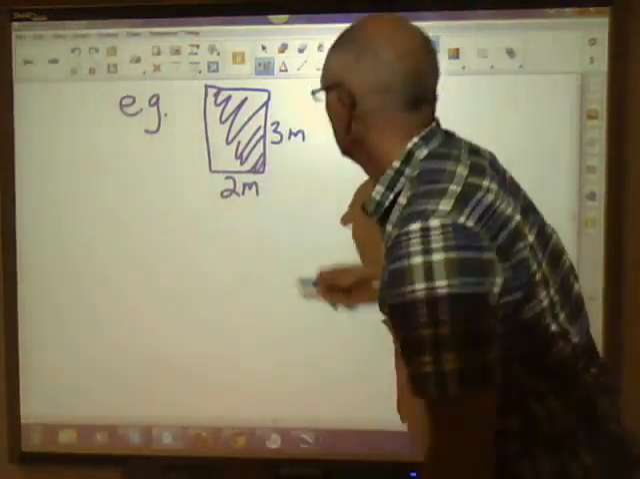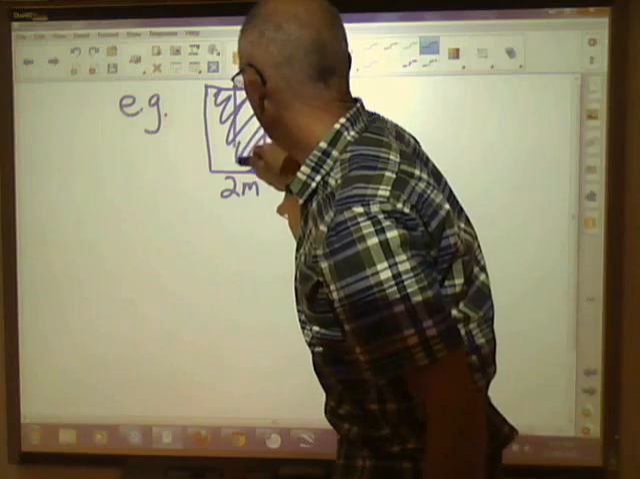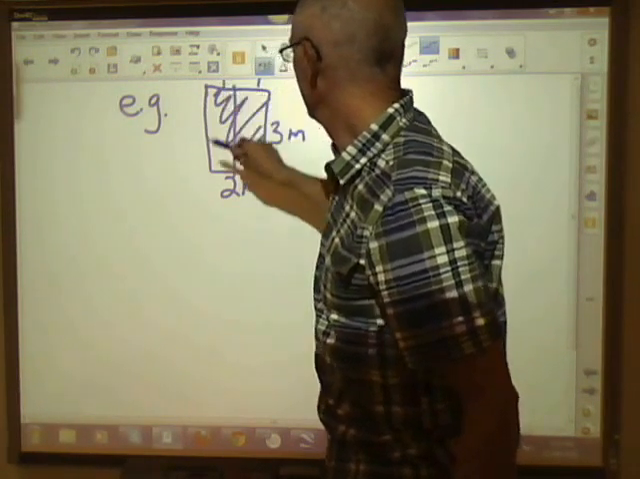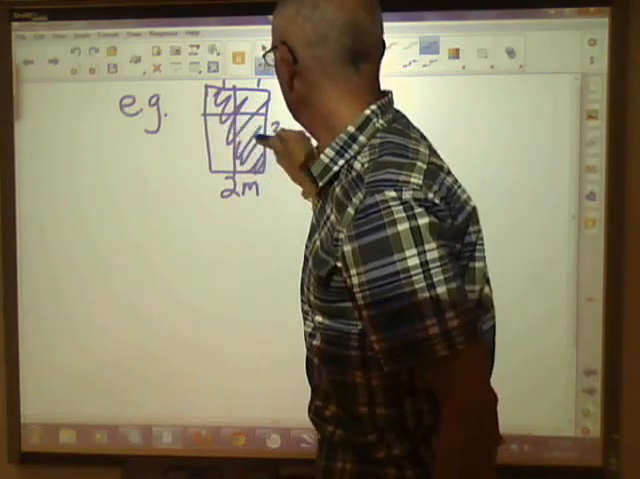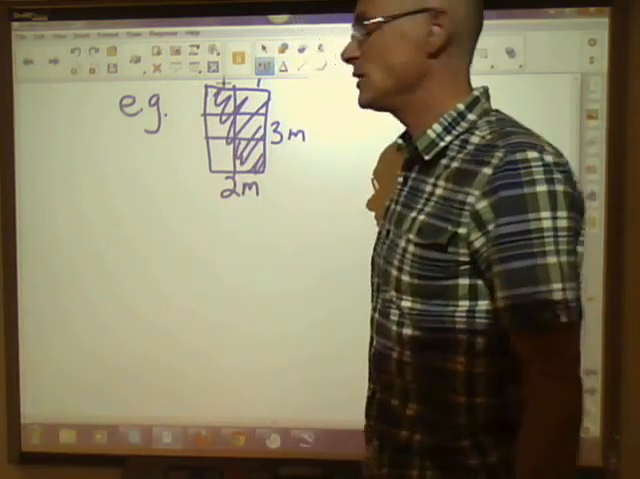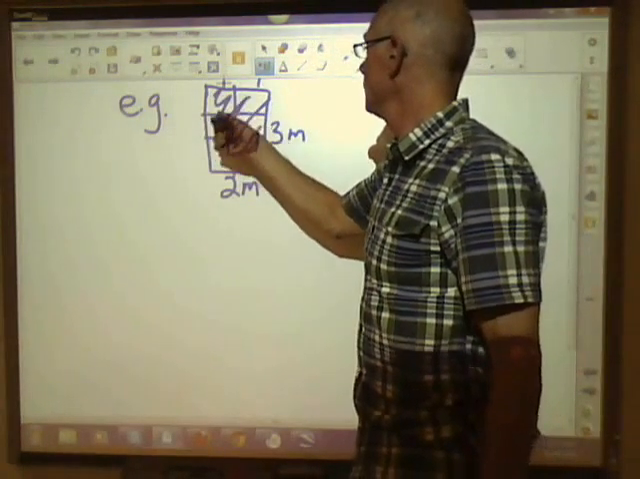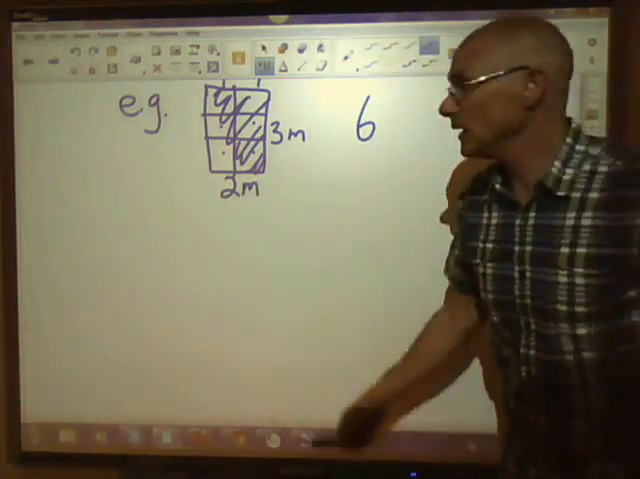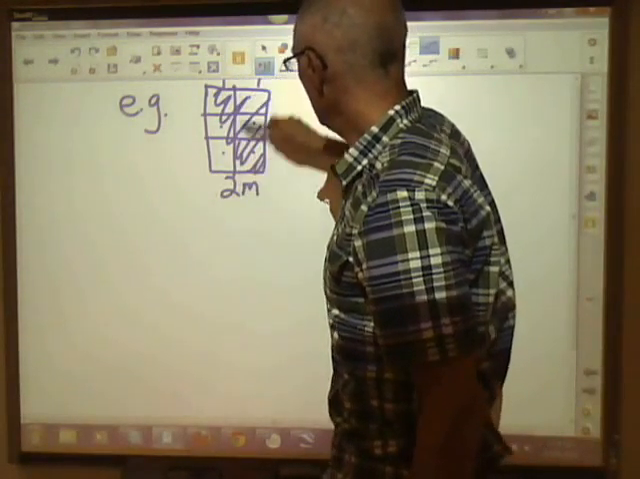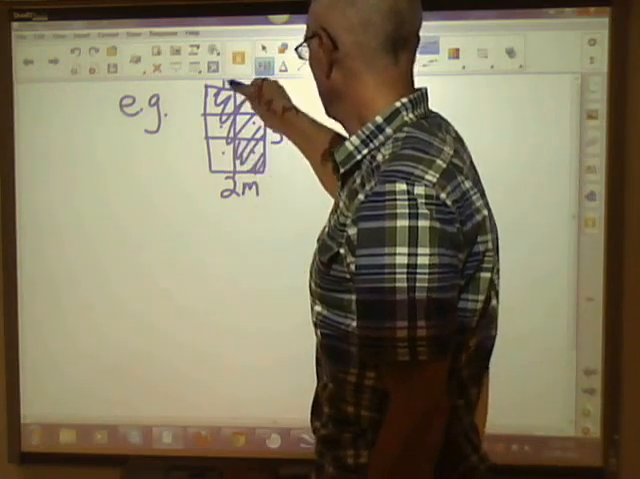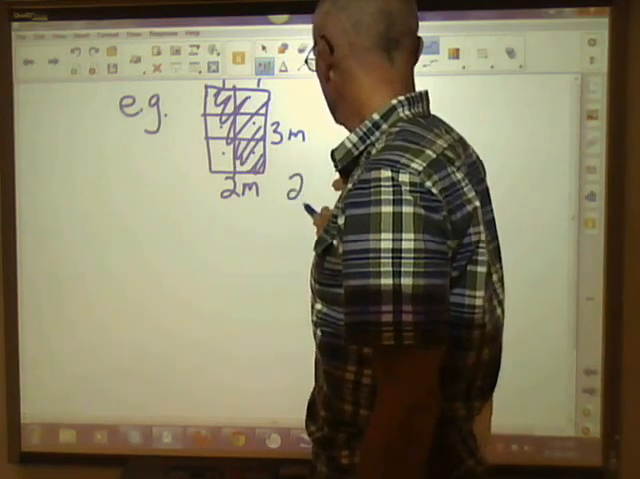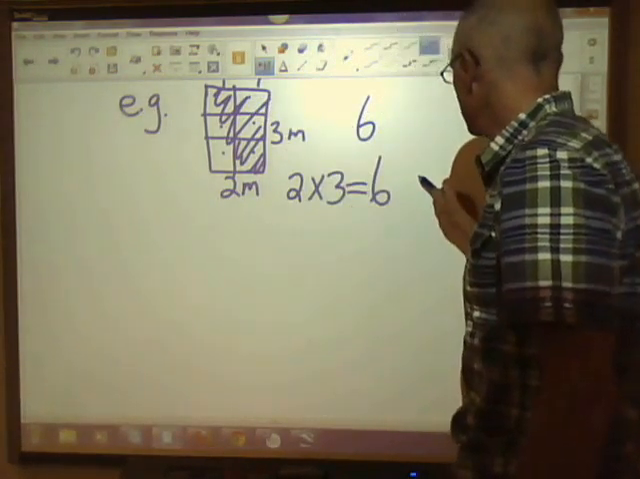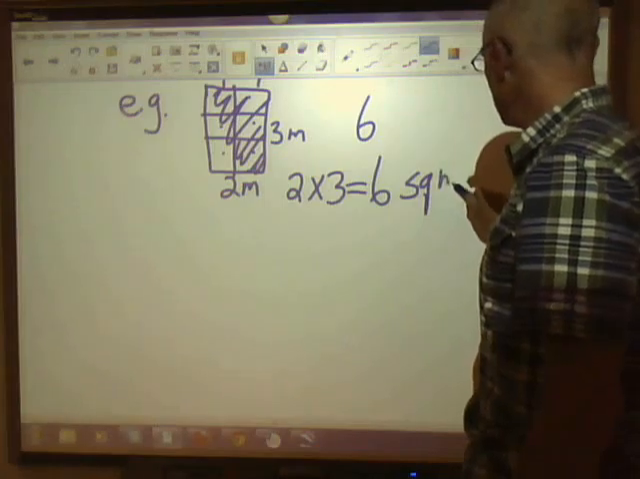So let's do it. Okay, that would be 1 meter. That would be another meter. And then there's another meter and another meter. How many square meters do we have? 1, 2, 3, 4, 5, 6. Another way to look at it is we have 2 rows of 3. 1, 2, 3, 1, 2, 3. 2 times 3 is equal to 6. And they're squares, and they measure 1 meter by 1 meter.